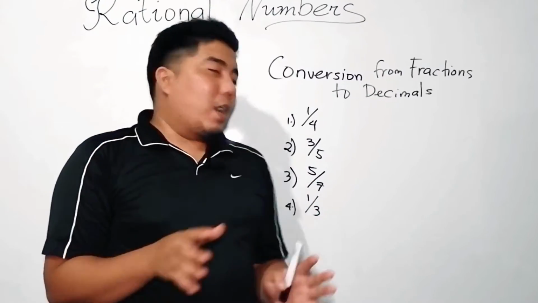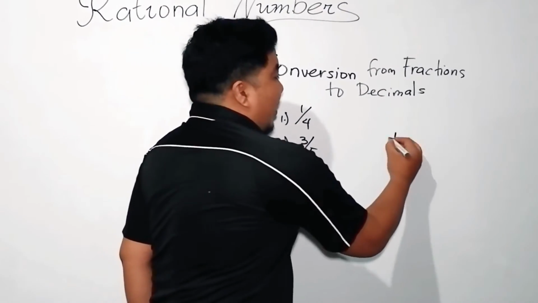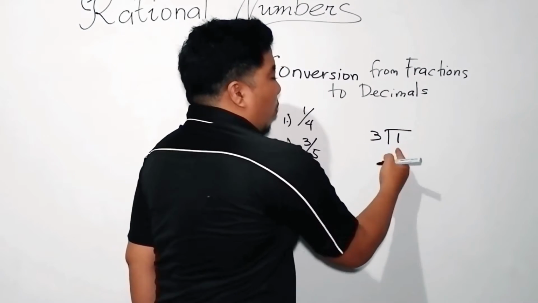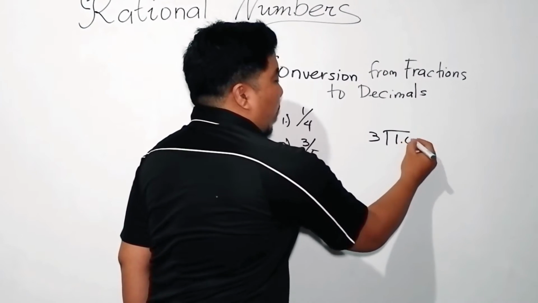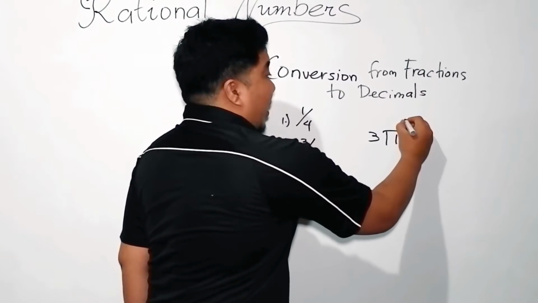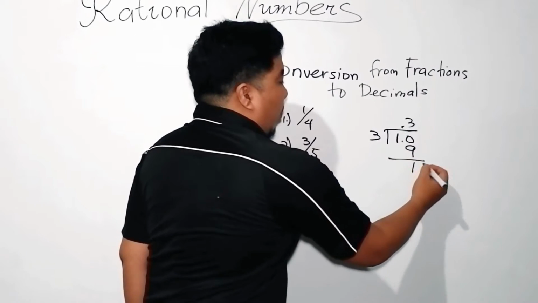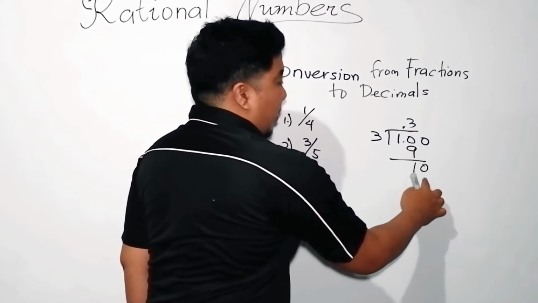Okay, math learners, we are now in our fourth example, which is 1/3. So, we have 1 divided by 3. So, 1 cannot be divided by 3. So, therefore, we will add an index of 0. So, that is 10 divided by 3. That is 3. 3 times 3, that is 9. We have 1. Okay, the same concept here.